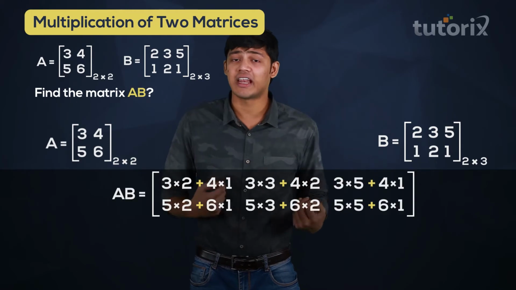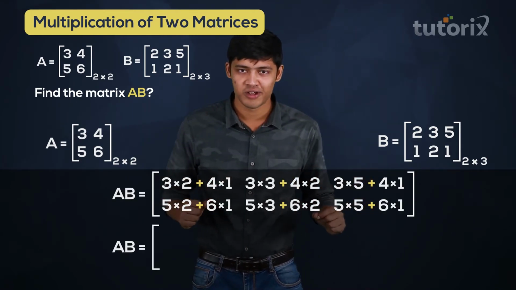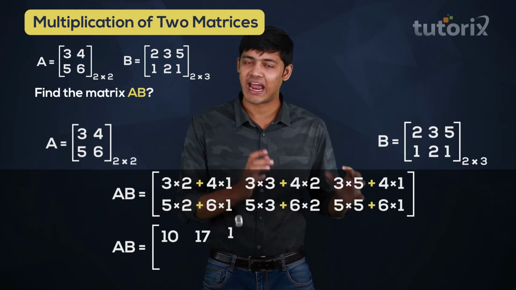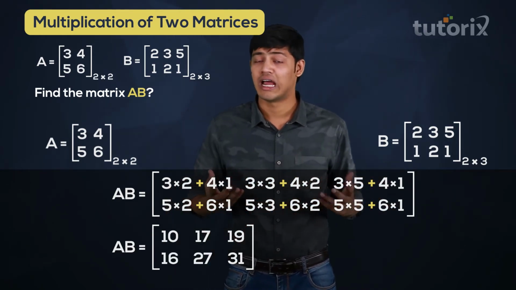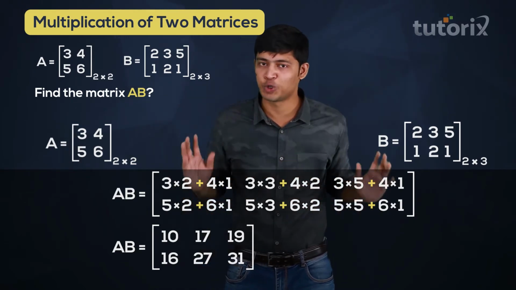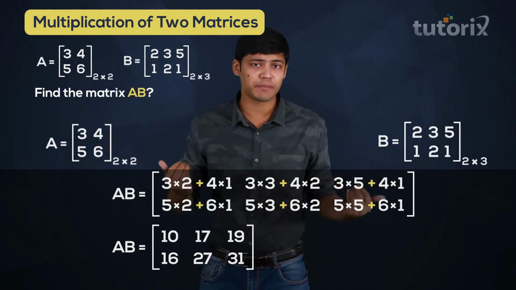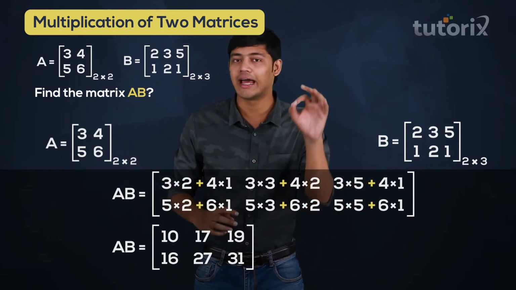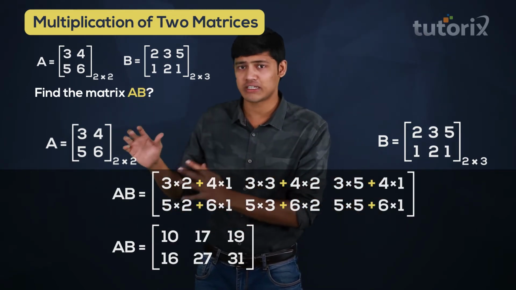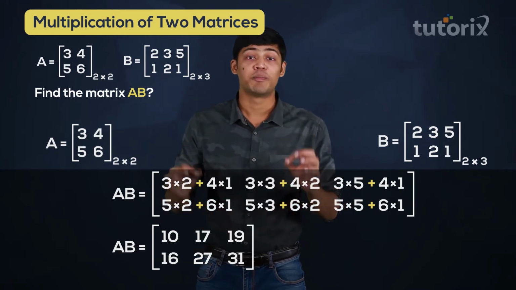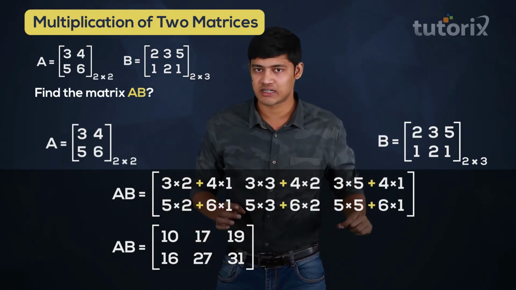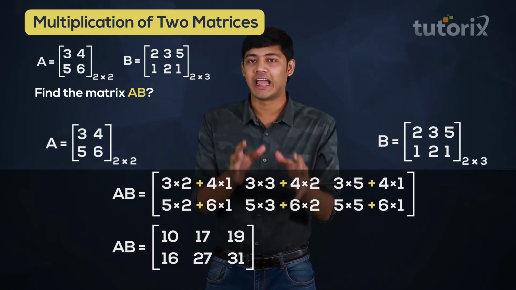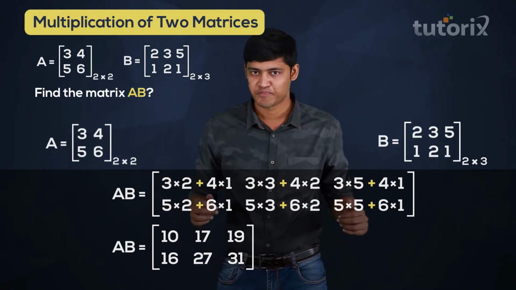Simplifying this, we finally get the matrix AB equal to 10, 17, 19, 16, 27, 31. So this is how we multiply two matrices. In this multiplication process, we select the elements of each row of the first matrix and then we multiply them with the elements of each column of the second matrix and then add them to get the elements of the product matrix. Now let's try one more example.